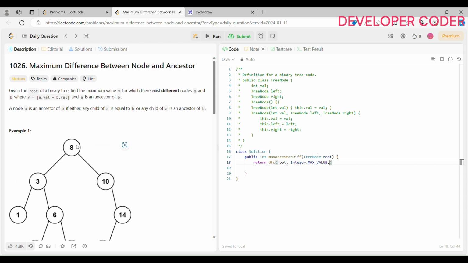If I pass the max value of an integer here, then obviously it is going to take this node value as min only, because it is going to compare. Later on you will get a better understanding with the code. For max value I am going to pass the minimum value of integer, integer dot min underscore value. Now let's declare this method.